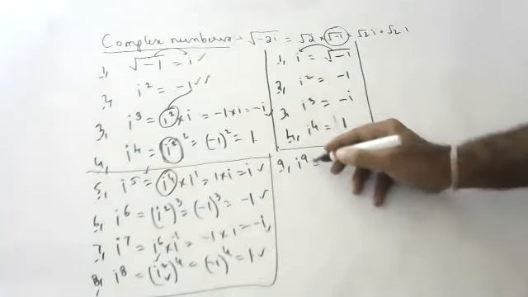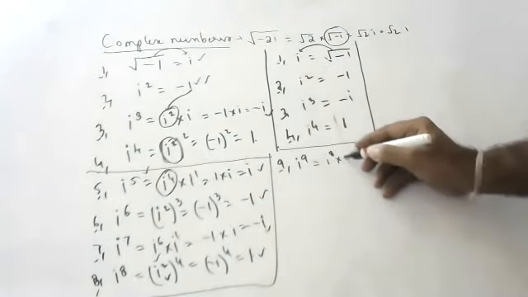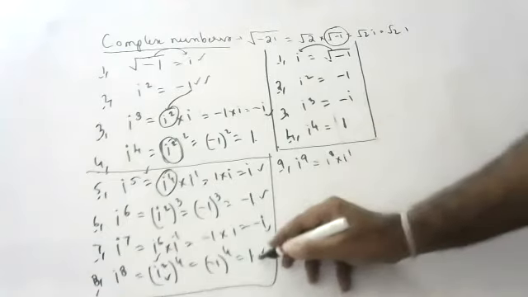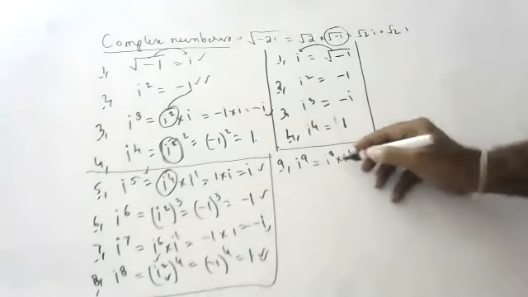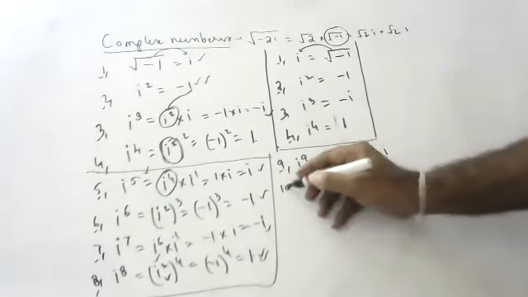Okay. Yashika, I to the power of 9. Can I write I8 into I1? Yes, sir. I8 into I1. I8 is how much? I8 is 1. 1 into I is equal to I. Very good. Okay. Next, Nikita.